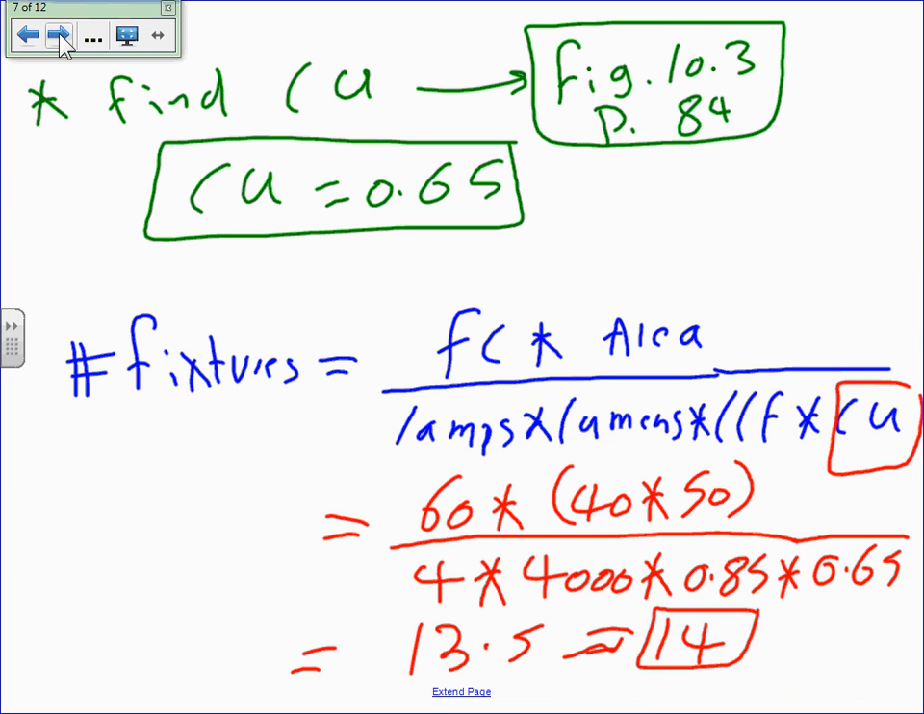You have to have this figure. Without that figure, that Chad is going to give you in the test, you can't do the math. From this figure, you find the coefficient of utilization. Now, piece of cake, Chad. Here's the formula they're going to bring with you to the test. You grab this formula, plug in the numbers, 14 fixtures. I need 14 fixtures in this area.